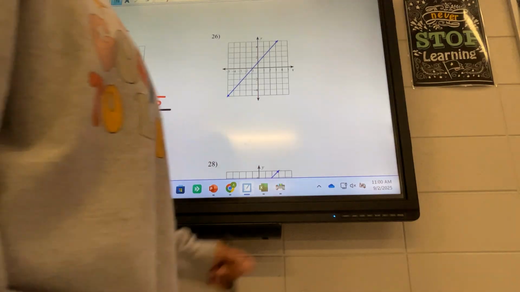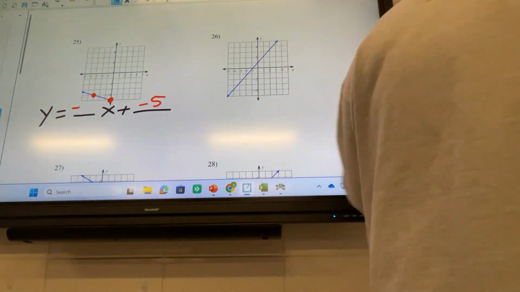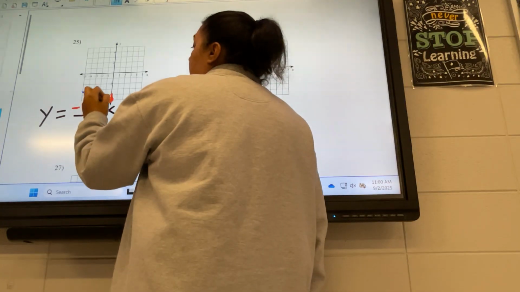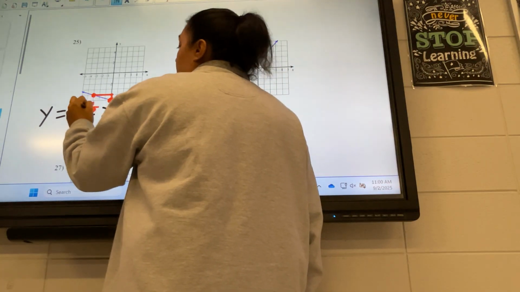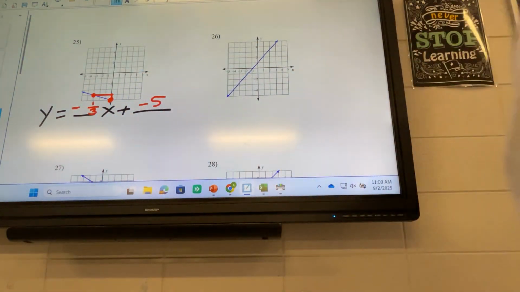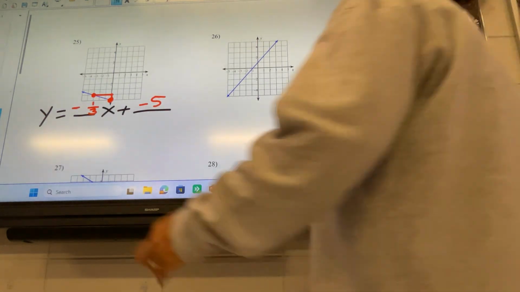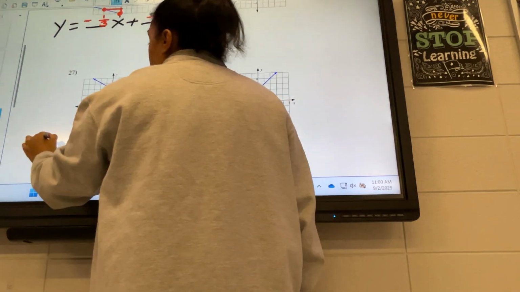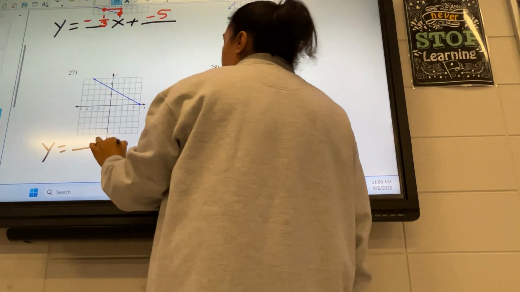How much do we rise? How much are we going up? 1. How much do we run? 3. 1 over 3. Okay, look at 27. We're going to say y equals blank x plus blank.